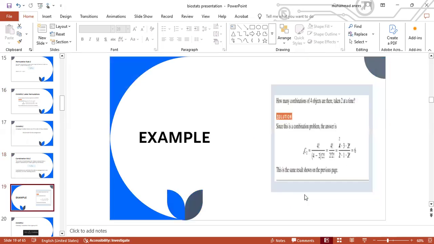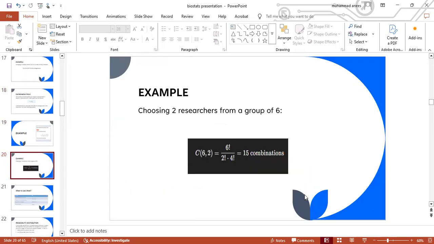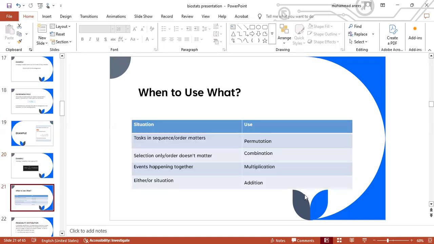Example: how many combinations of 4 objects are there if taken 2 at a time? They have said any 2 at a time, no order is given. So we have applied the formula and get a combination of 6. Another example, choosing 2 researchers from a group of 6, applying the values in the formula we get 15 combinations.